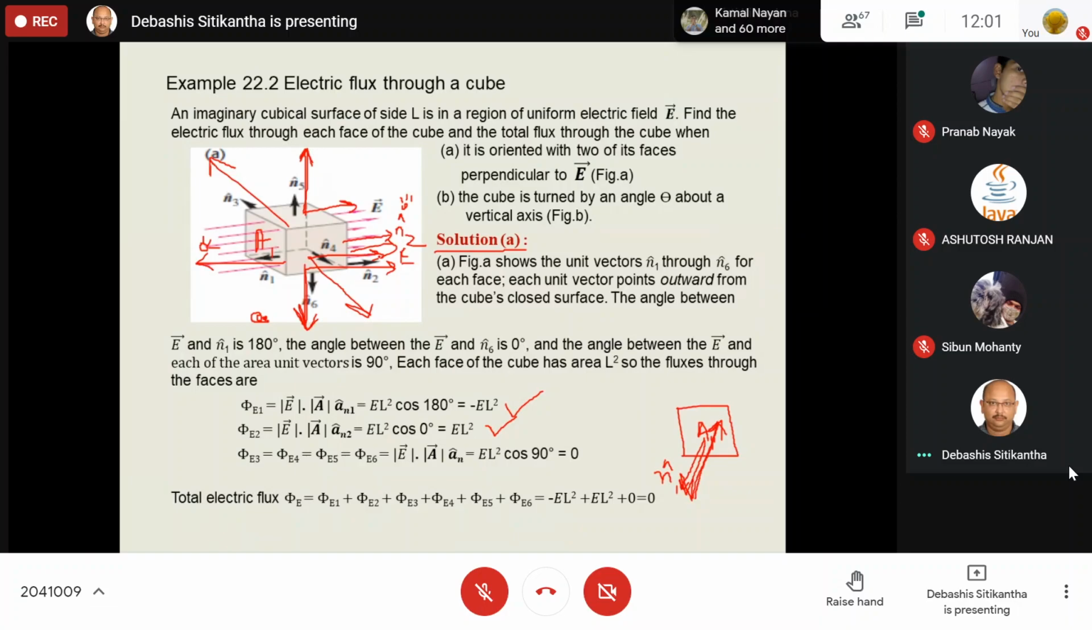Now if you make a total calculation, you will get phi 1, phi 2, phi 3. If we add, then we are going to get 0. So this is how my calculation will show. But if we have understood the general concept of Gauss law, then obviously we can directly say it is going to be 0.